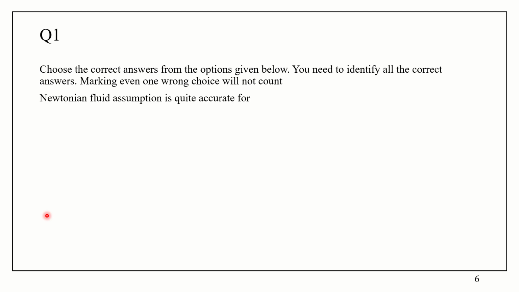The first question is that Newtonian fluid assumption is quite accurate for dash. Option A air, option B water, option C crude oil, option D diesel. I repeat, Newtonian fluid assumption is quite accurate for dash. Option A air, option B water, option C crude oil, option D diesel.